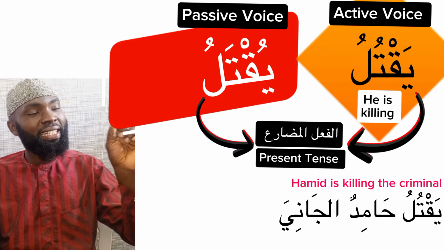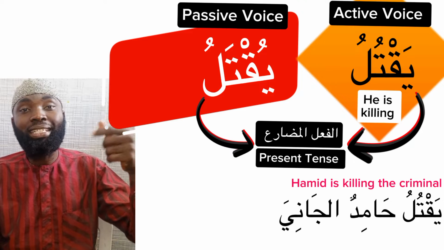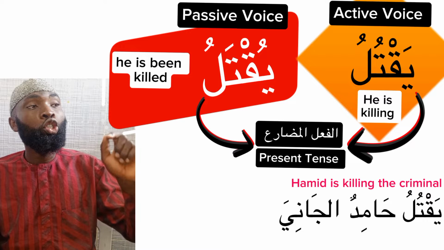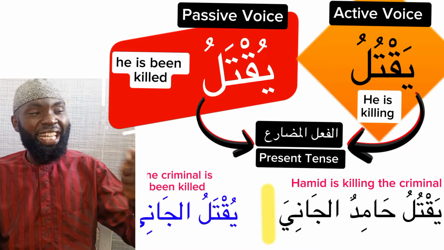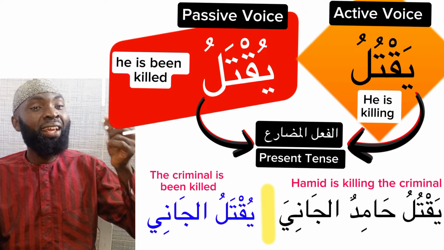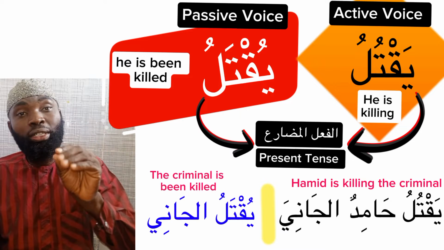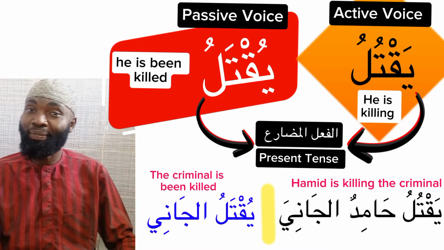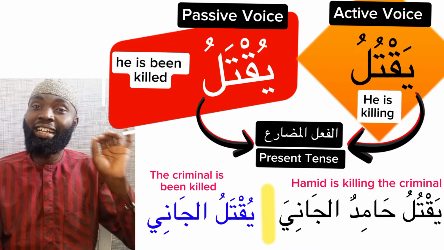Now, when you look at the second one, yuqtalu, which means he is being killed in the passive voice, I can simply say yuqtalu al-jani. The criminal is being killed. Now, I did not mention the killer. Here I only mention the receiver of the action of killing, which is al-jani, the criminal.